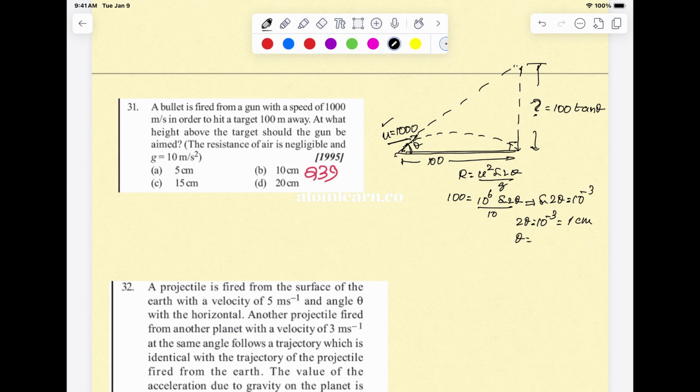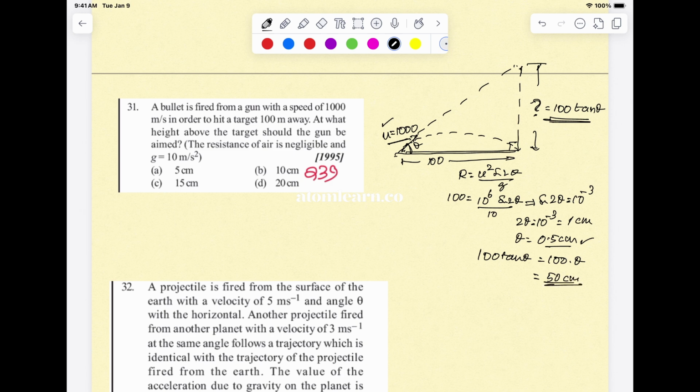Therefore theta must be equal to 0.5 centimeter. Right. Next question is, now theta is known. Then what is asked for is 100 tan theta. Because theta is small, tan theta is nothing but theta. So 100 theta, 100 into 0.5 centimeter, will be equal to how much? 50 centimeter.